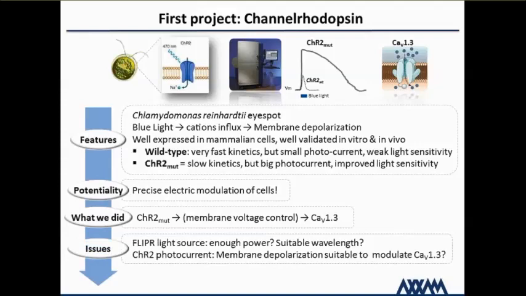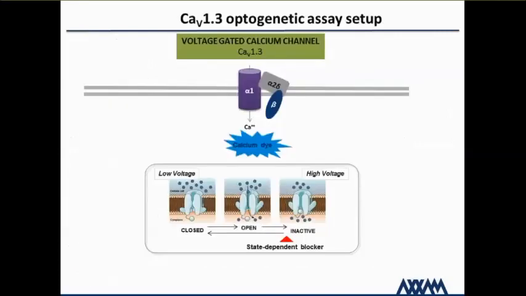So with this first explorative project, we aim to determine if the FLIPR light sources have enough power and suitable wavelength to modulate the Channelrhodopsin 2, if the Channelrhodopsin photocurrent would be strong enough to activate and modulate the Ca1.3 channel, and if all these processes can be run in a 384-well format.